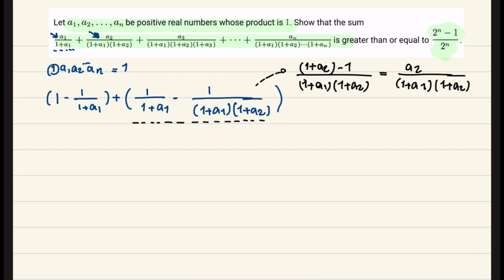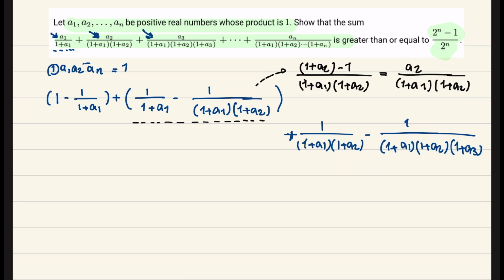and you can see that this is exactly equal to the second term. And I can do the same thing for the third term. So the third term is here, and for the third term I can write 1 over 1 plus A1 times 1 plus A2, minus 1 over 1 plus A1 times 1 plus A2 times 1 plus A3. And again, if you simplify this, you will see that we will get the third term.